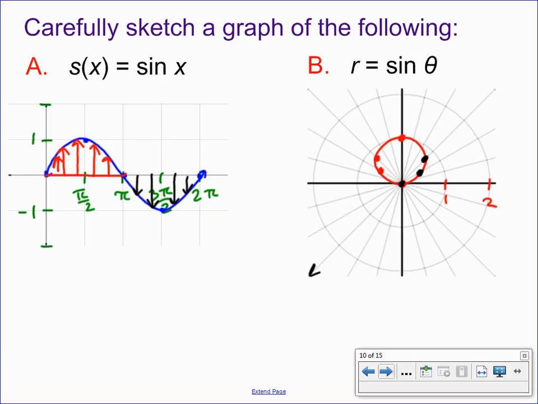Let's go to 3 pi over 2. What's the sine of 3 pi over 2? Let's plot negative 1 in the 3 pi over 2 direction. Very nice. 11 pi over 6. The sine of 11 pi over 6 is negative 1/2. I'm going to plot negative 1/2 in the 11 pi over 6 direction. That's right here. Oh, feel like we already had that.